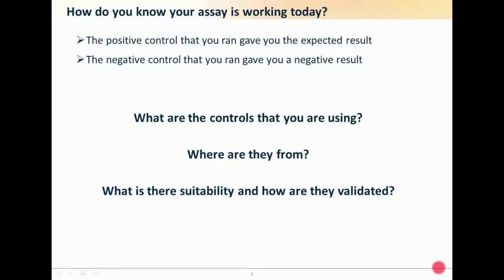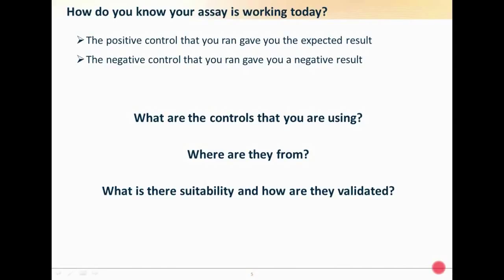Now, one question that we always ask ourselves and ask other people in our labs, and have started to really push and ask pathology labs, whether it be molecular pathologists or histopathologists or cytogeneticists, is how do you know that your assay is working today? Now, the most common result that we get from that question is, well, the positive control that you're using in the kits gives you the expected result, or the negative control that you're using gives you the expected result, and that's all good.